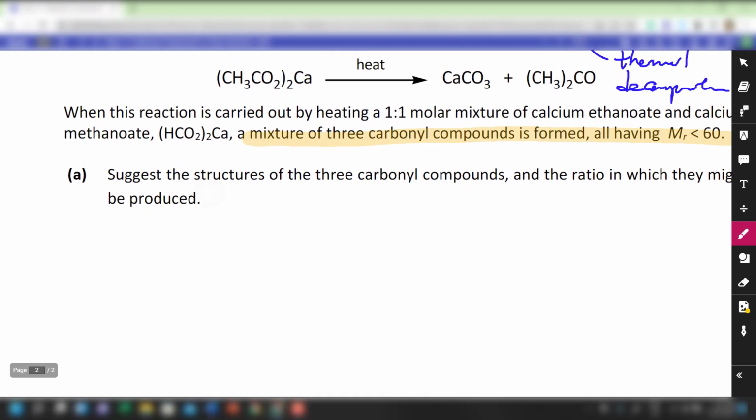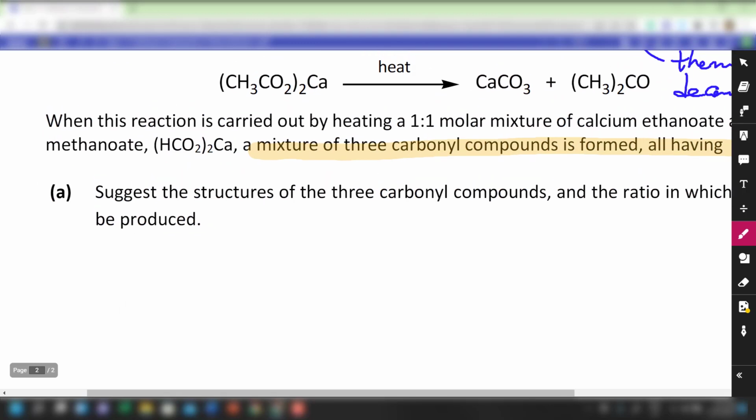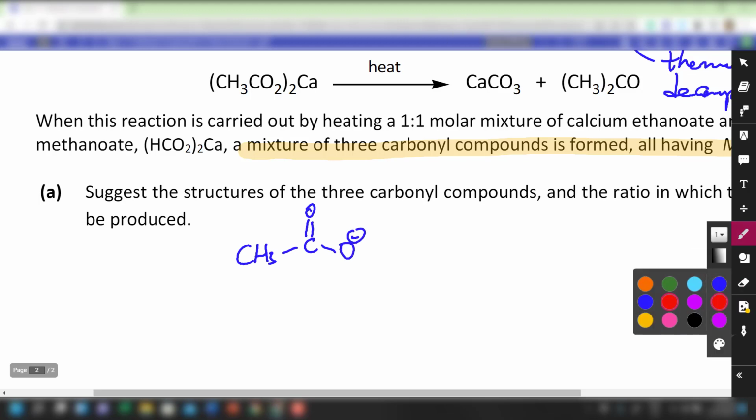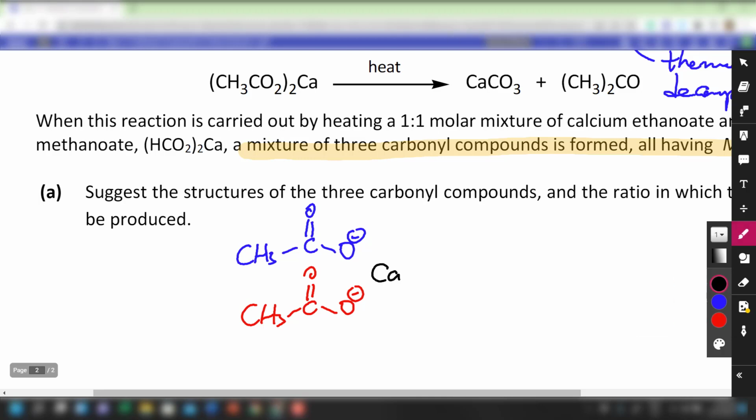The easiest way is really to color code. I'm going to show the ethanoates: CH3, C double bond O, O minus. Then using another color, maybe red, CH3, C double bond O, O minus. And then my calcium 2 plus, I'm going to write in black.